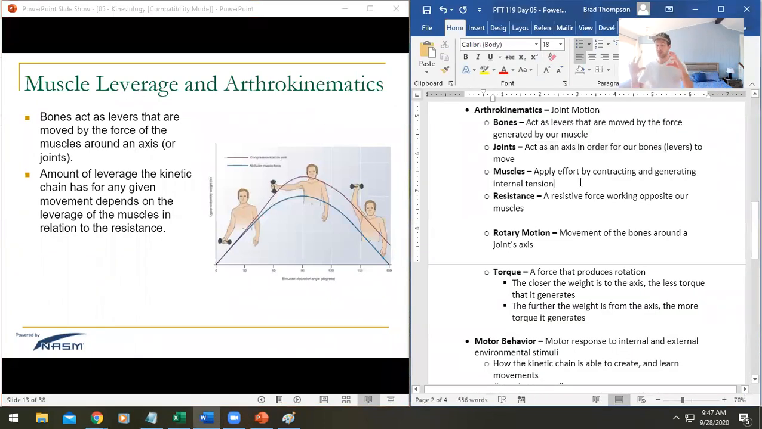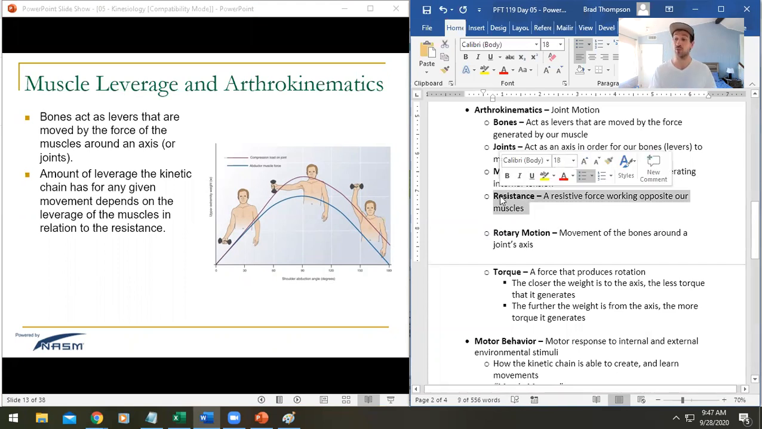So the joint is the axis, right? I've got a lever, and a place where they pivot. That's my axis. Your muscles' job is to apply force by generating tension, so that's going to move that lever. And then you have resistance, which is a resistive force that goes against the muscle.